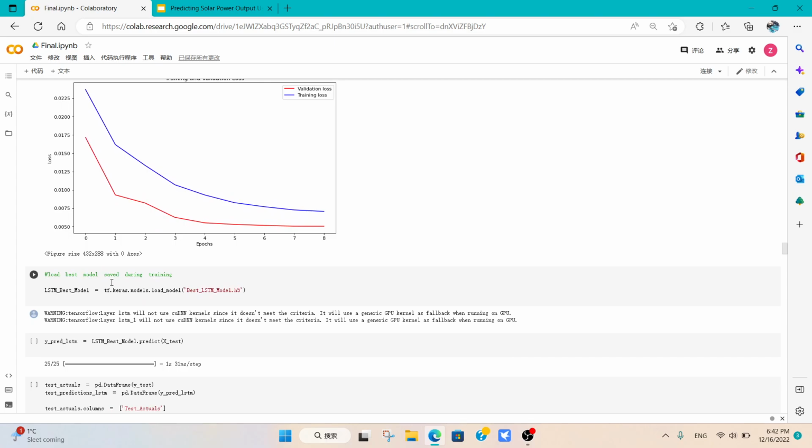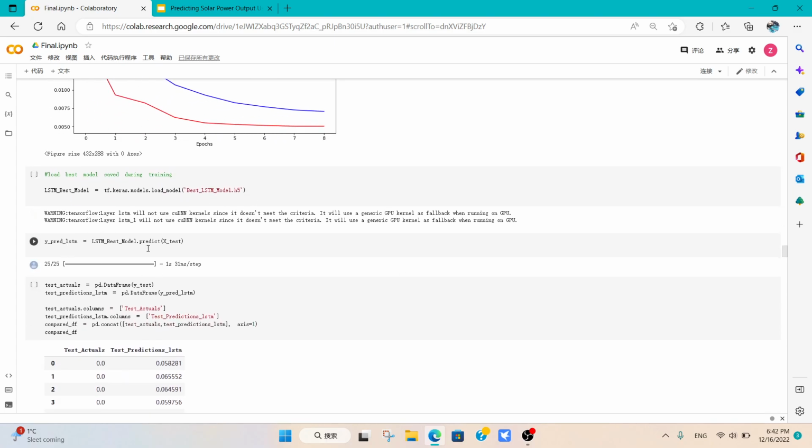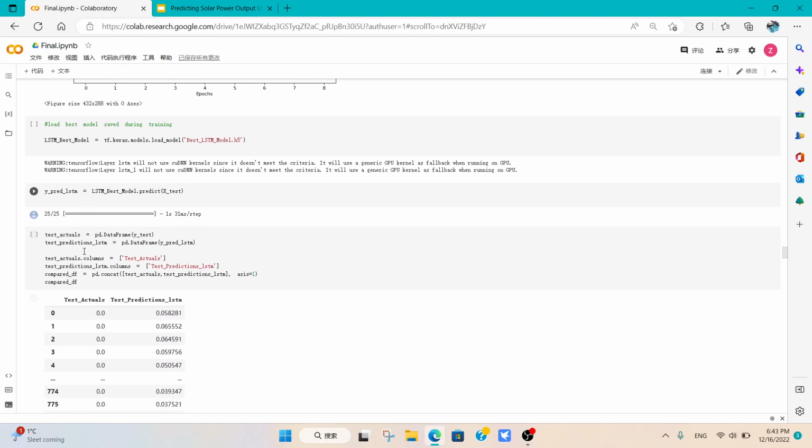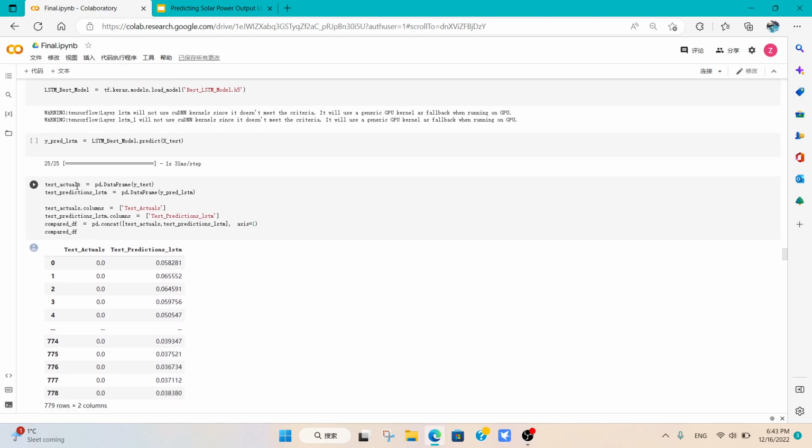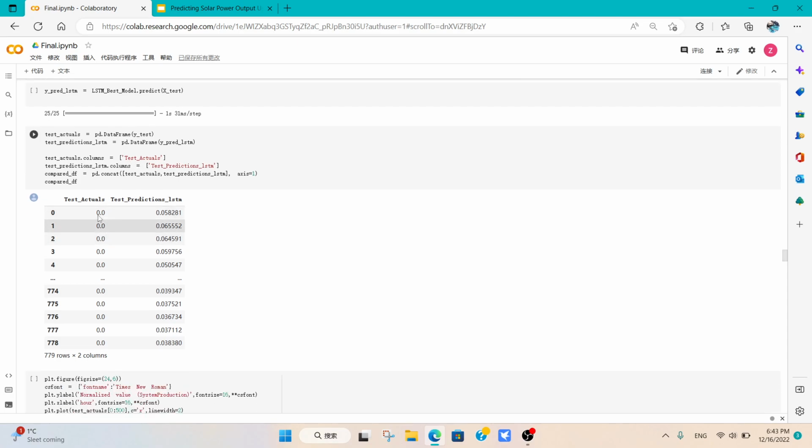Then we loaded back the best model that we saved during training, and used it to predict with X test to get our Y prediction. We also converted the Y prediction and the actual test values into a pandas data frame so we could compare. Like I said, most of the values contain 0, because early in the morning there's no production, and late in the night there's no production.